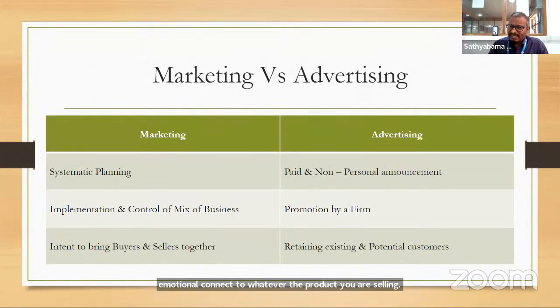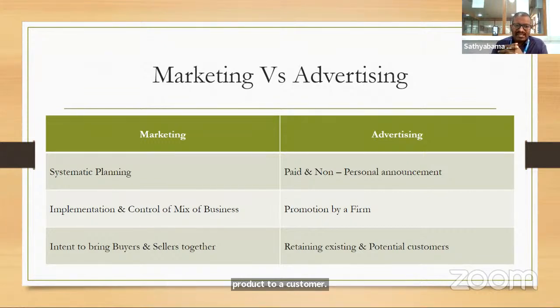Next, we have seen the difference between marketing and selling. The next difference is between marketing and advertising. Marketing is systematic planning. Depending upon the customer's need or emotions, you have to sell the product. But advertising is a paid process. You can reach the customer through newspapers, TV ads, and other means, but it's paid. It's just an announcement that you have a product. In marketing, you understand the customer's need, and for that you promote the product to the customer.